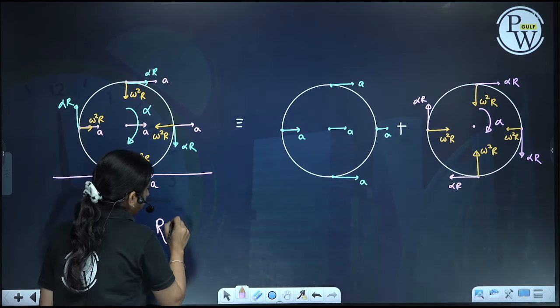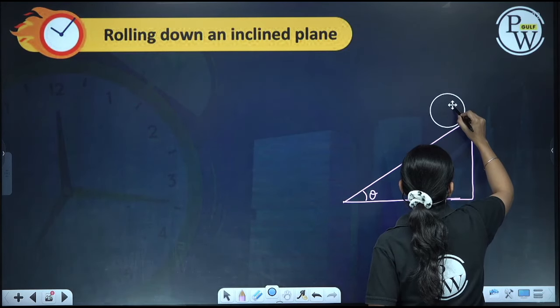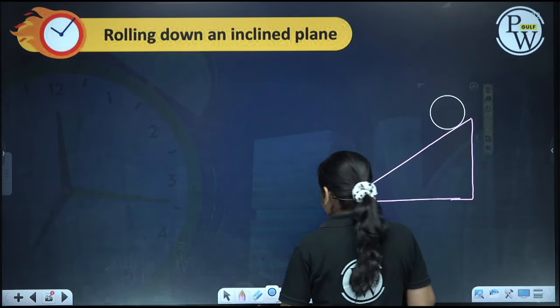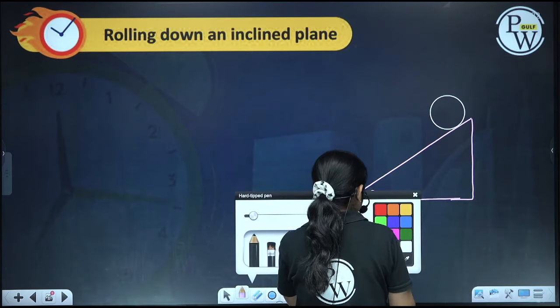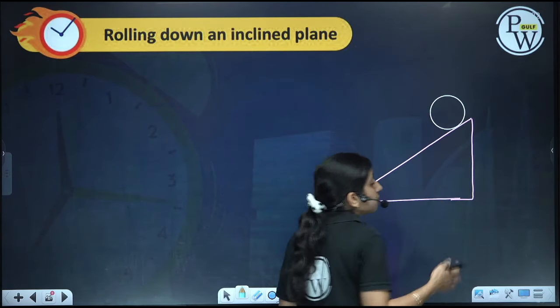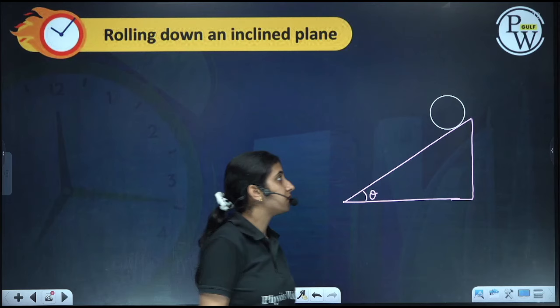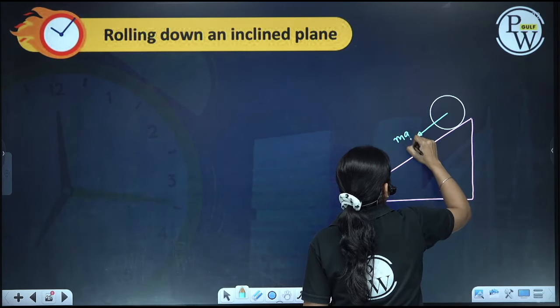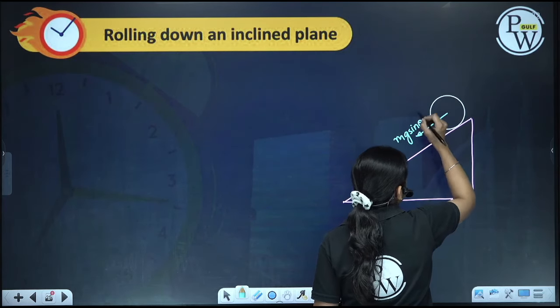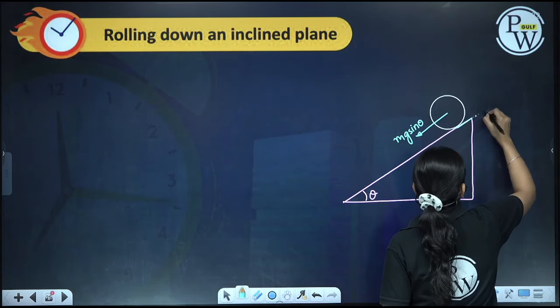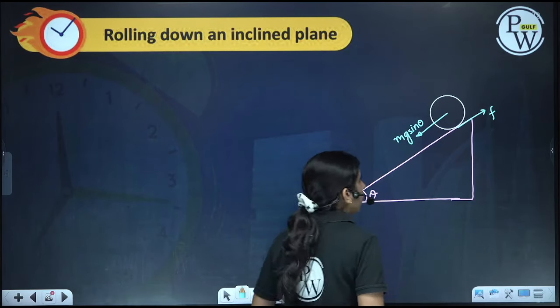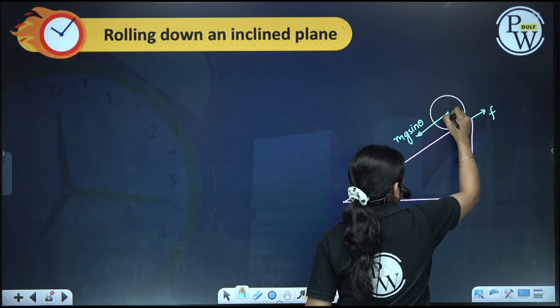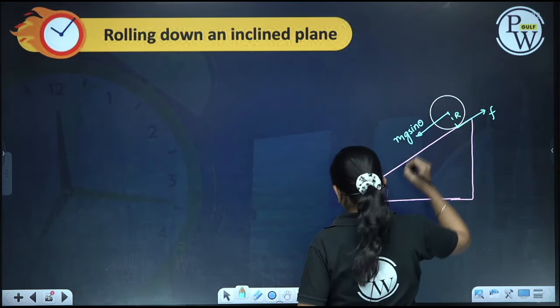Suppose we have an inclined plane of inclination theta and we have a body. This body could be any body: ring, disc, solid cylinder, hollow cylinder, hollow sphere, solid sphere, anything. Now if m is the mass of the body, mg sine theta will act forward, so friction will be acting backward. This is the radius r.